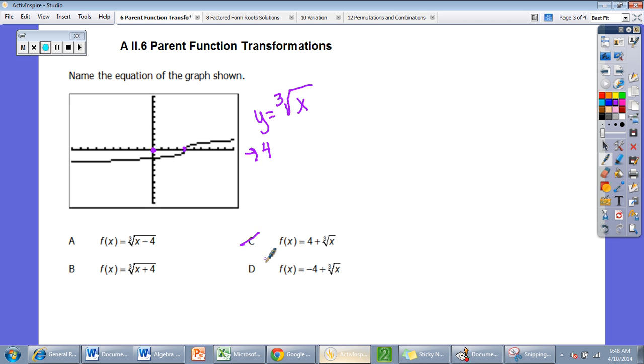So I know it can't be either of these because it wouldn't be outside. My shift is going to be inside with the x because I'm moving to the right. And because I moved to the right, it's going to be minus 4, not plus 4, because I know it's opposite of what I normally pick. And again, just to double check on this one, I would graph this on my calculator and make sure it looked exactly like this. If you have more questions on transformations, please see your math teacher.